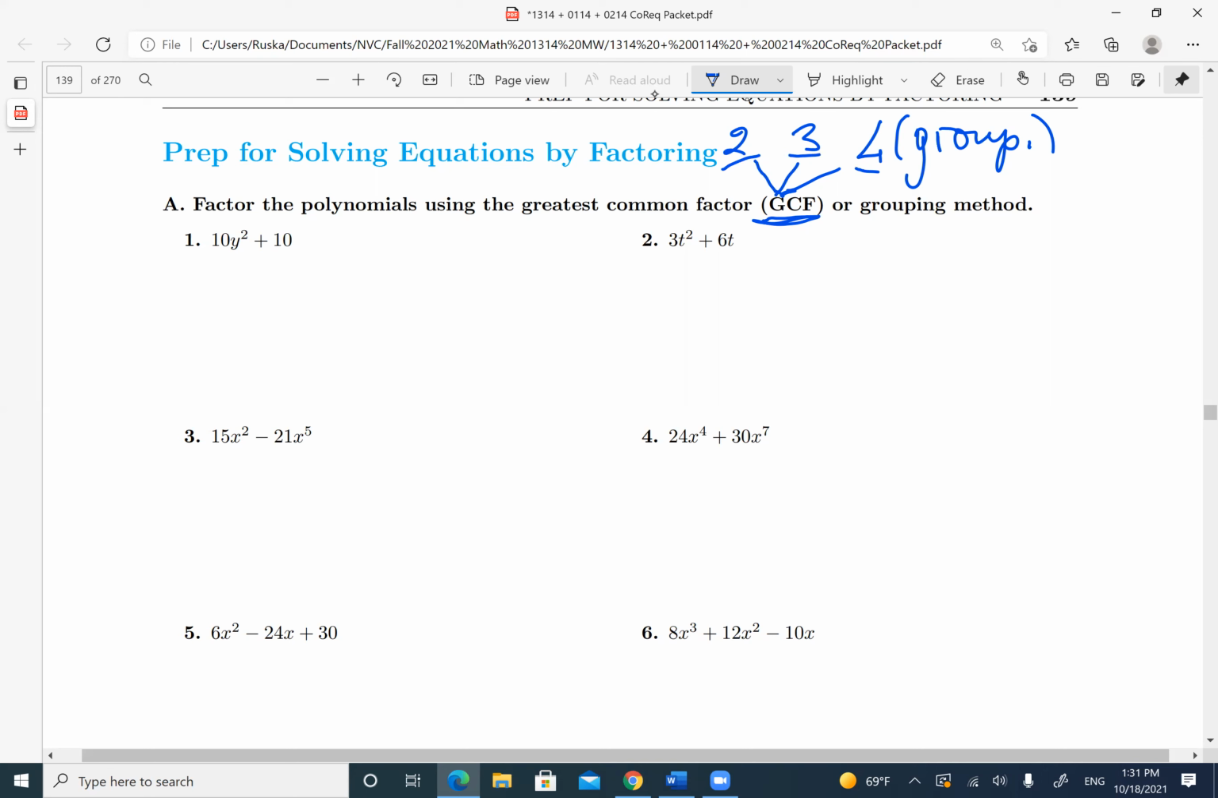Okay, so let's do some actual questions. First, let's start with number 1. How do you factor the greatest common factor? You just look at the 2 terms and see what they have in common. Both of those have 10, so you're going to pull out 10, and you have y squared plus 1 left. Now here, be careful when you factor something. Inside, you have to have the same number of terms. So you have 2 terms given, and you have 2 terms left inside.